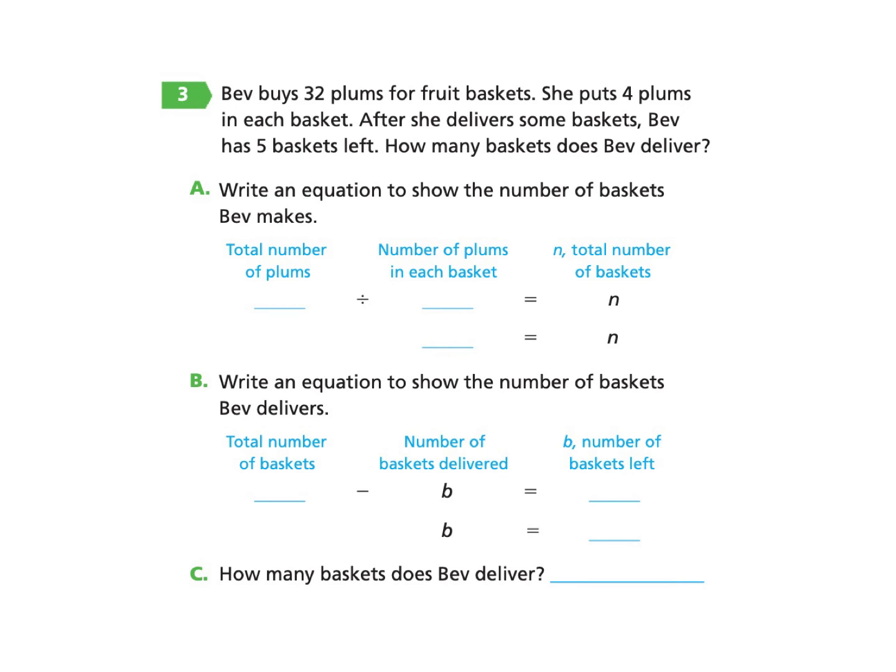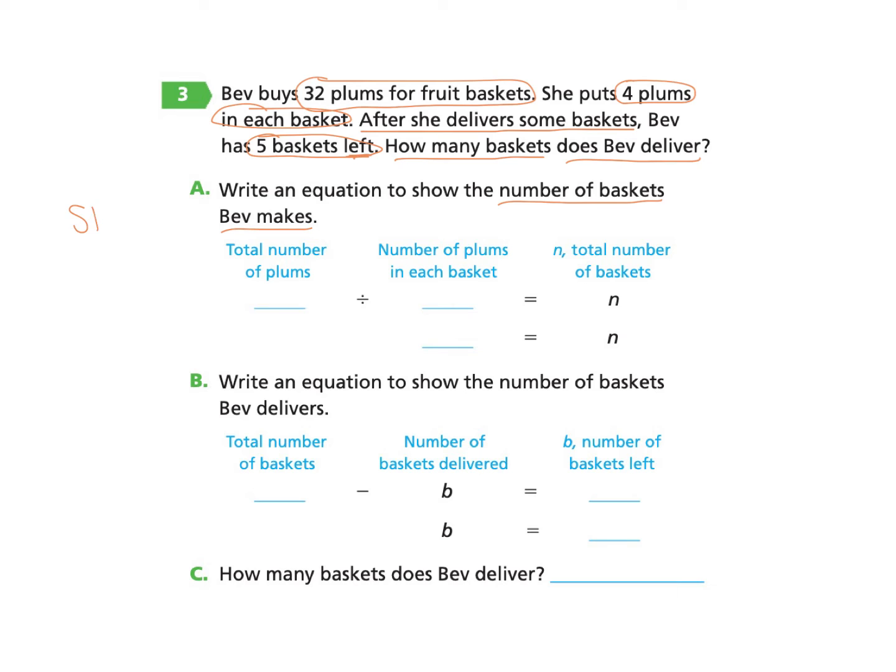Let's take a look at part 3. Bev buys 32 plums for fruit baskets. She puts 4 plums in each basket. After she delivers some baskets, Bev has 5 baskets left. How many baskets does Bev deliver? All right, let's take a look at part A. Write an equation to show the number of baskets Bev makes.